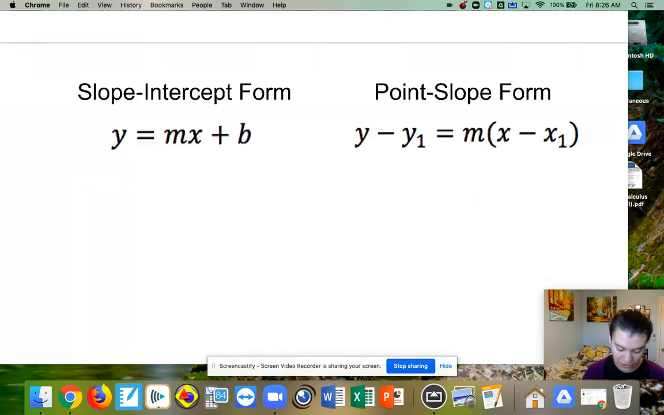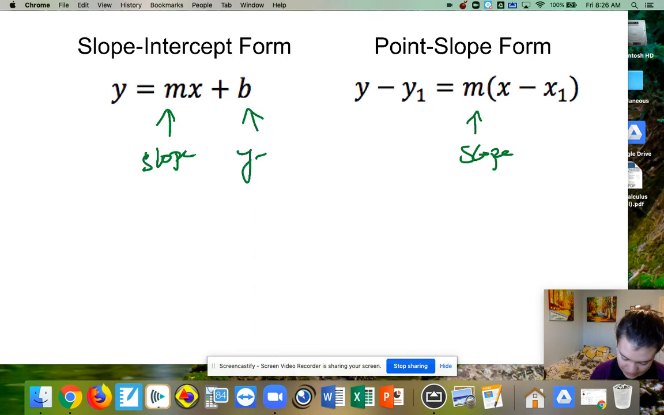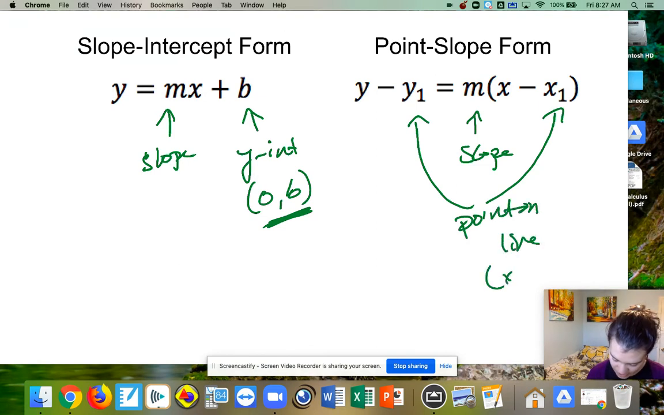All right, so a quick review here. We have slope-intercept form and we have point-slope form. So here, m is your slope in both of them. Here, b is your y-intercept. So when your x is 0, your y is b. It's this point. And then here, your x1, y1 is any point on your line.